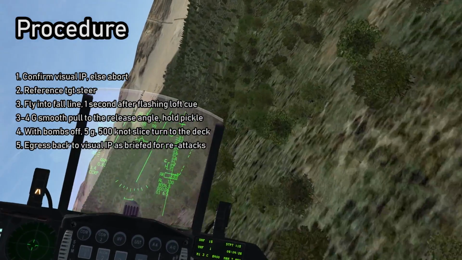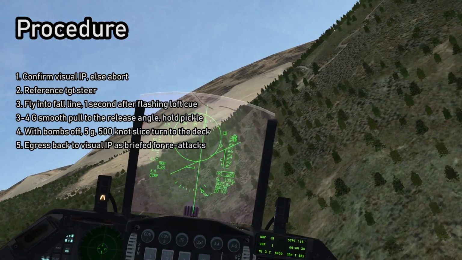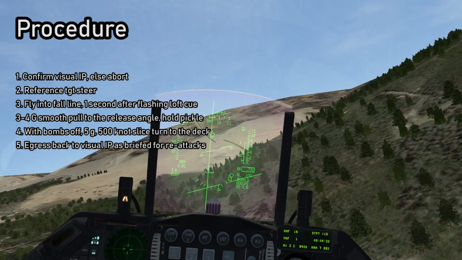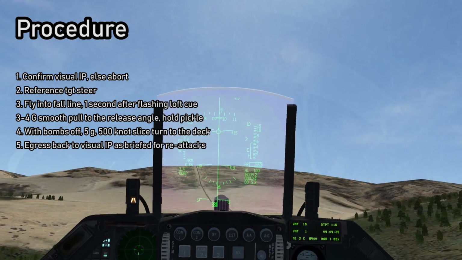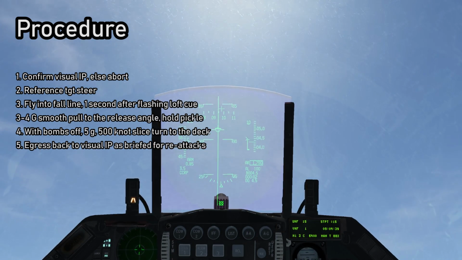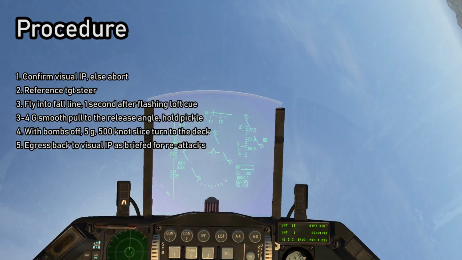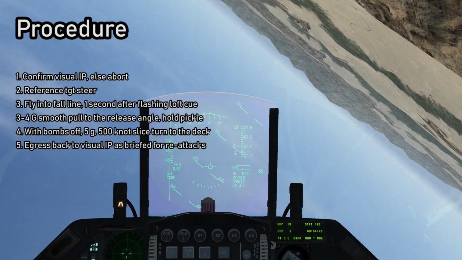On the bottom right, 2 seconds to the loft cue. That's the loft cue there, the circle. I'm going to pull up straight, 3 to 4 Gs. Holding down pickle now, holding down pickle to the release angle. Bombs away. Then you want to do a max G dive.